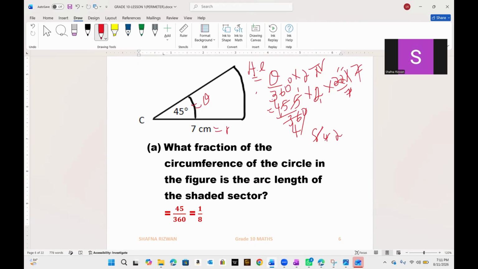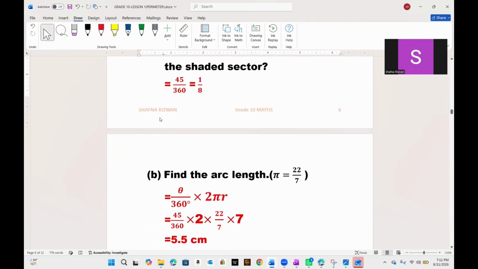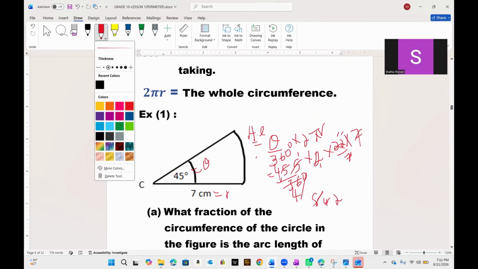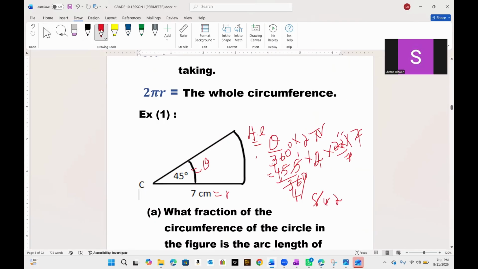That's it, no? We cancelled everything, right? Then the answer you will get is how much? What is remaining here? 11 over 2 is only remaining. Then 11 divided by 2 is how much in decimal?